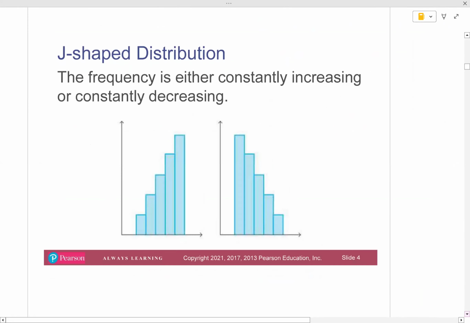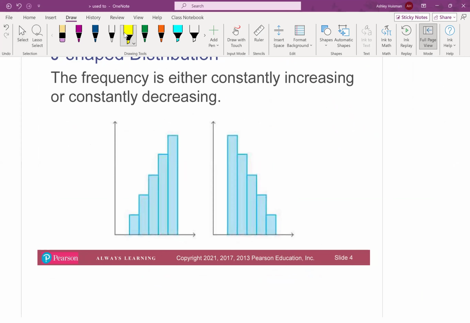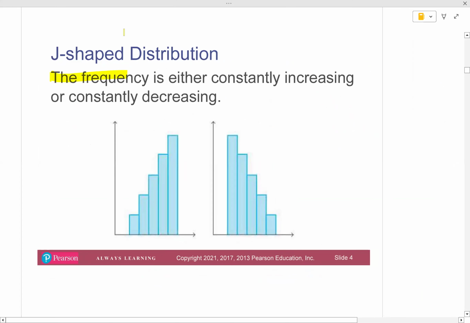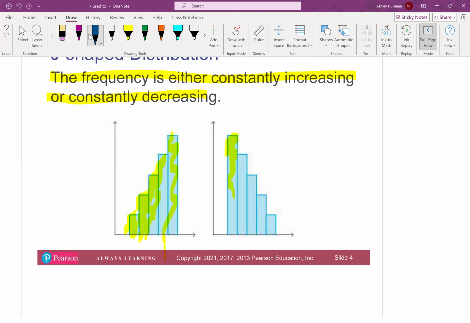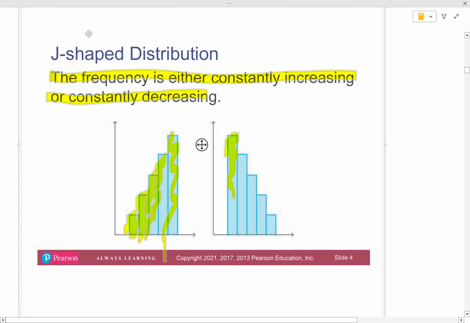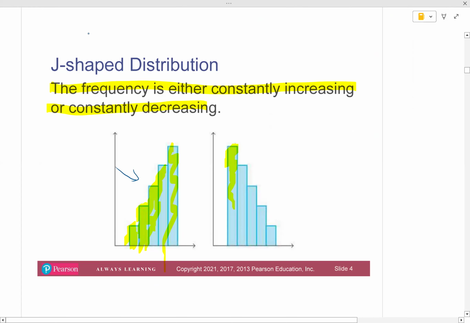You can also have a J-shaped distribution. That means the frequency is either constantly increasing or constantly decreasing. So either the smallest number happens less than the next smallest number, and it happens less than the next. It has to be constantly increasing, or the opposite. Maybe, for example, if it was just the hours of television, the left graph would have to be represented with maybe one person said they watched 2 hours of television, maybe two people said they watched 3 hours. It doesn't have to be increasing constantly like that.